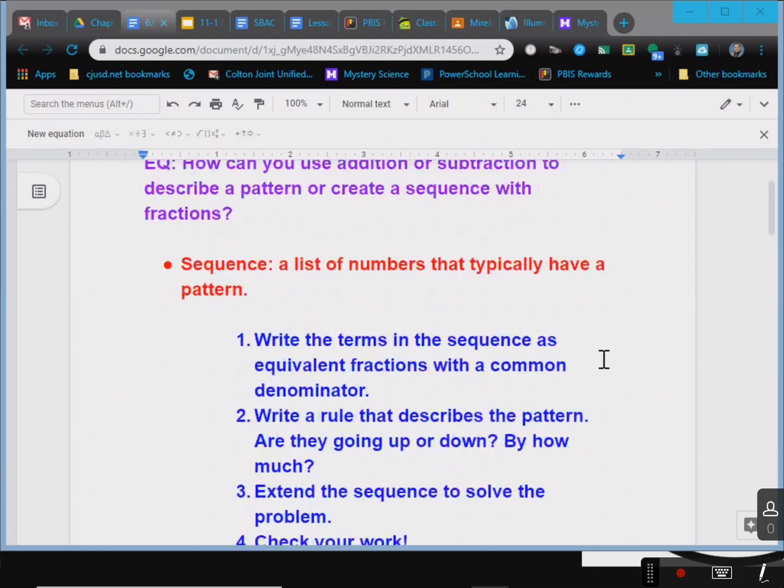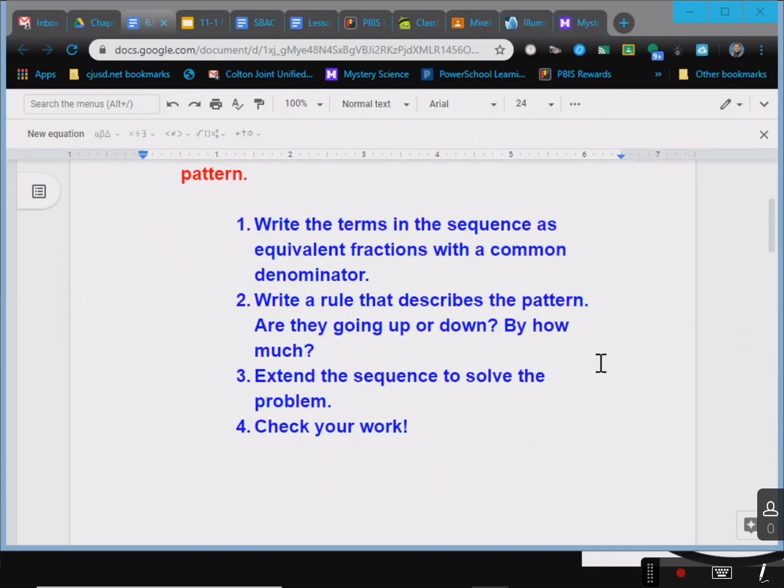So here are the steps that you do need to write down. You want to write the terms in the sequence, and you want to find the common denominator between them. And once you find the common denominator, you want to rewrite the fractions. The second step is to write a rule that describes the pattern.